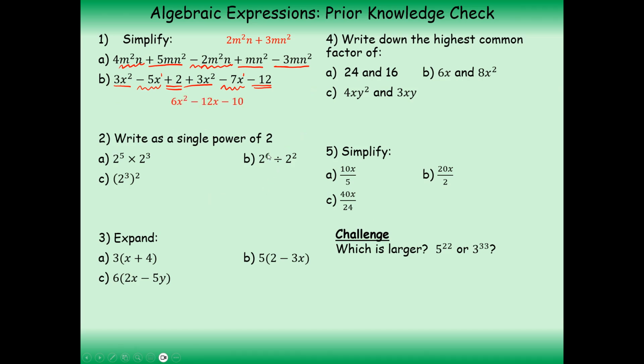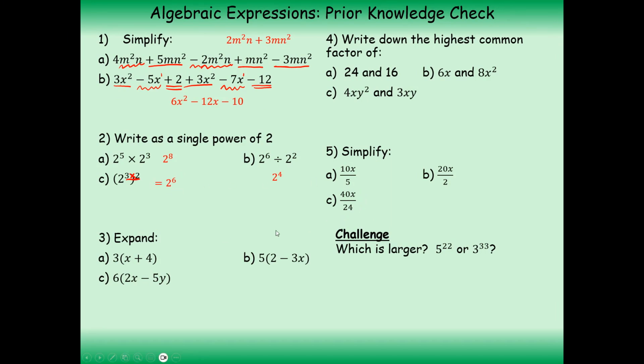For question 2, you have to use your prior knowledge of index laws. When we multiply, we add the powers. When we divide, we subtract the powers. And when there is a bracket over the powers, then we are multiplying the powers. So this 2 and this 3 multiply to give you 6.